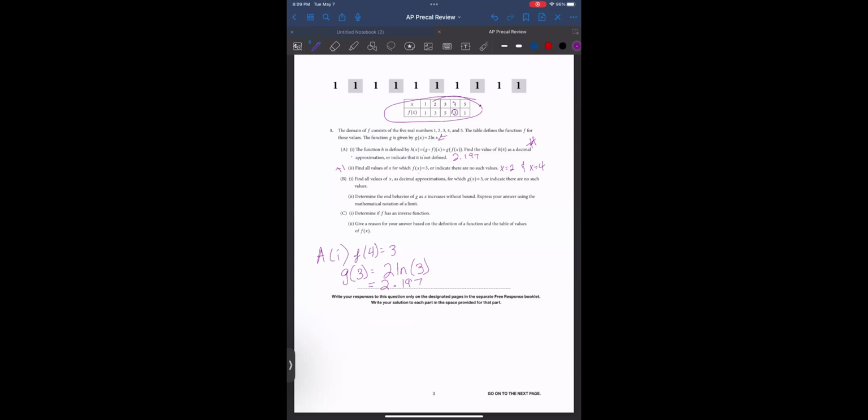All right, part B. Find all values of x as decimal approximations for which g of x is equal to 3, or indicate if there are no such values. So pretty much there's not going to be no such values. So what do I have to do? Well, I need to say that my g of x, which is 3, equals 2 ln of x, and solve for x. We should know how to do this, right?